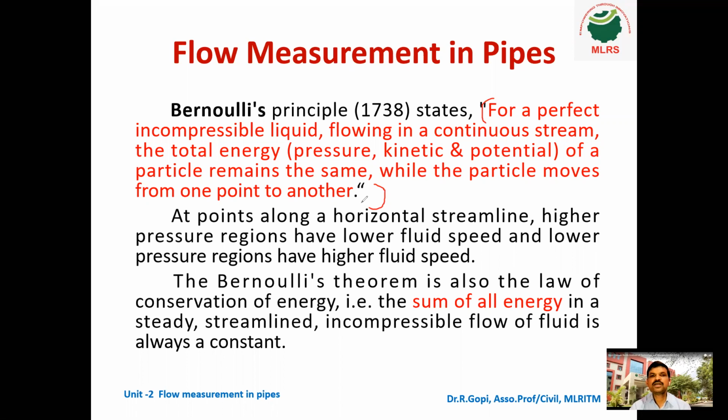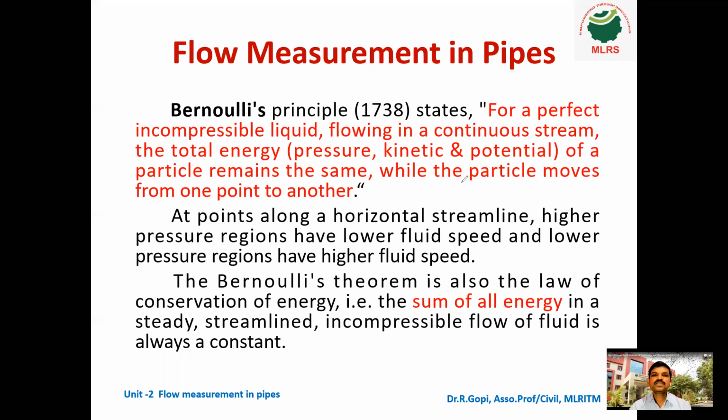Okay, so the summation of pressure, kinetic, potential, or datum head, pressure head, kinetic head, datum head. The summation of all these values is always constant in a closed conduit section, say a pipe. Okay, at points along a horizontal streamline, higher pressure regions have lower fluid speed and the lower pressure regions have higher fluid speed.